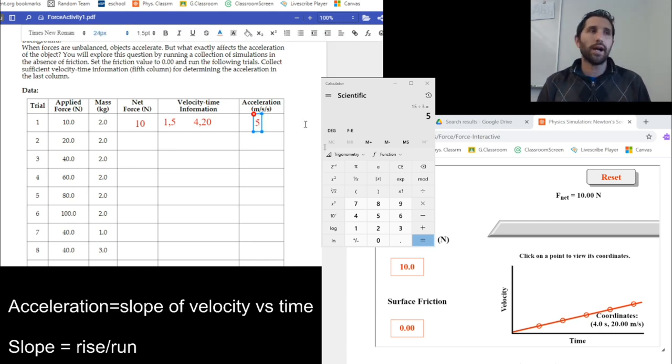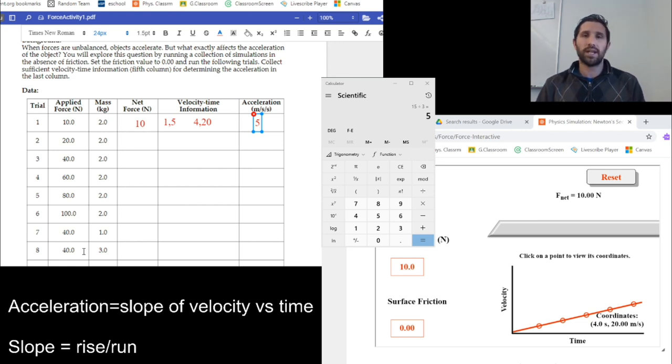For each trial, you're going to follow along by setting up the data just like it shows here. So we change the applied force to 20 newtons. In this case, check out what's happening. We're doubling the applied force, but we're keeping the mass exactly the same. And then we're going to fill out the table. We're going to go through all the different trials here. By getting all of those trials, we'll be able to understand much better how changing net force or changing mass affects the acceleration of the object.